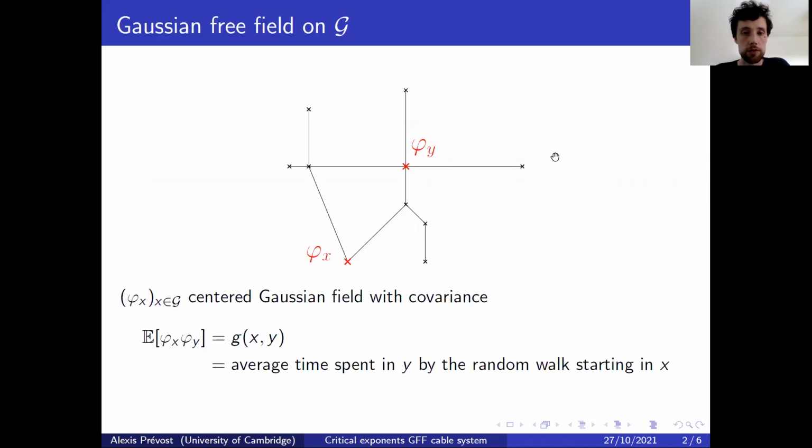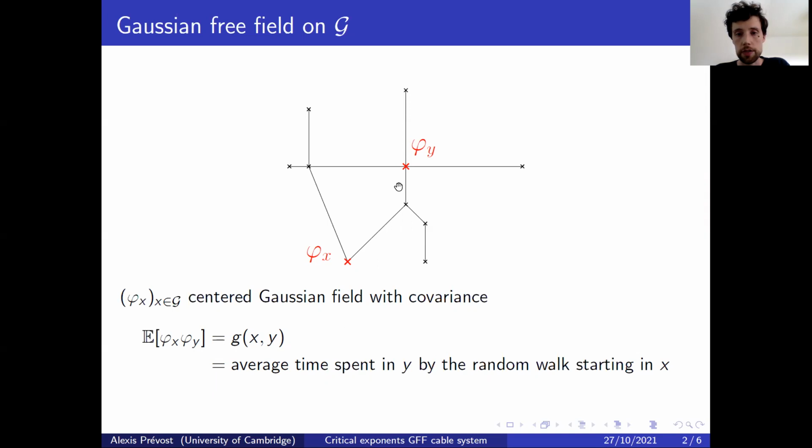The main object of interest will be the Gaussian phi field on the graph G, which will from now on be assumed to be transient and infinite. The Gaussian phi field is just a centered Gaussian field whose covariance is given by the Green function. What I mean by that is that if you fix a vertex x, then you have a random variable phi x, which is centered Gaussian, and the covariance between phi x and phi y is just the Green function between x and y. That is, if you start a random walk at x and let it run to infinity, how much time do you spend on average in y?